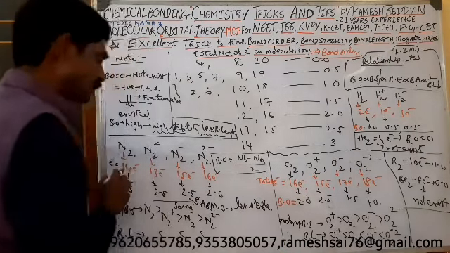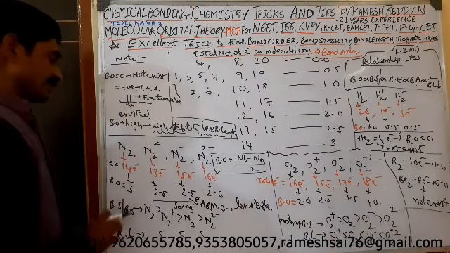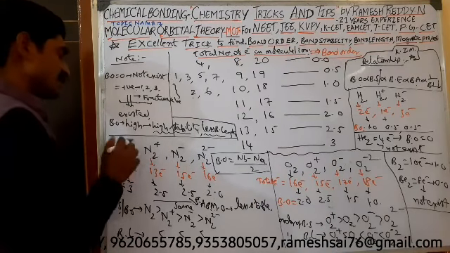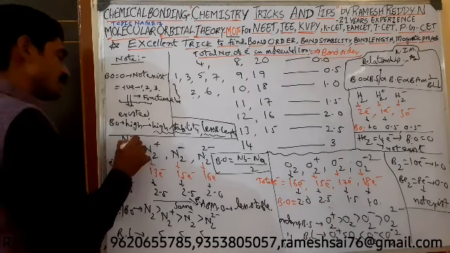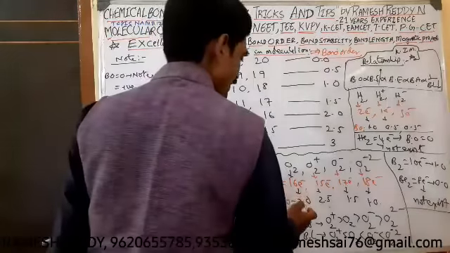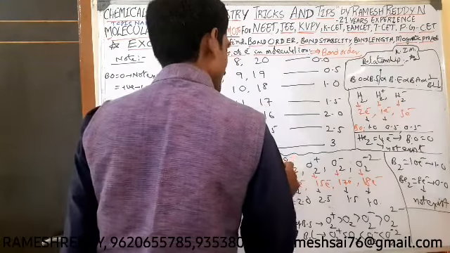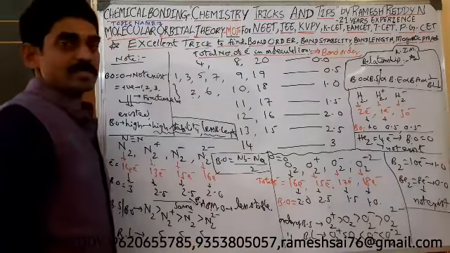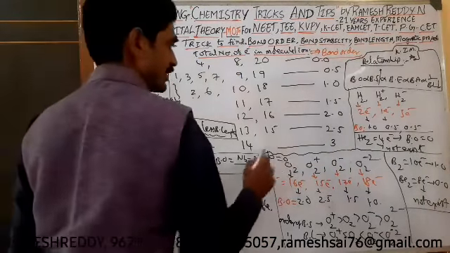So in the case of N2, the maximum bond order is 3. Okay. So bond order 3 indicates that between two nitrogen atoms there are 3 bonds present. In O2, bond order is 2. That indicates that between two oxygen atoms there are 2 covalent bonds present. Got it, my dear friends?